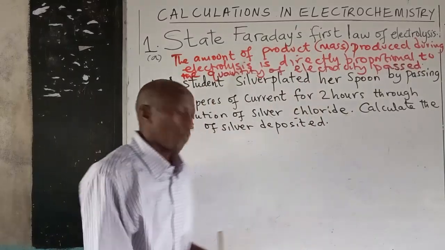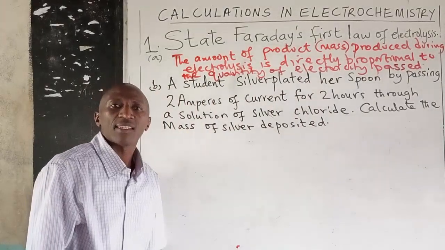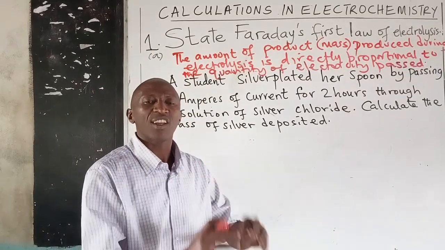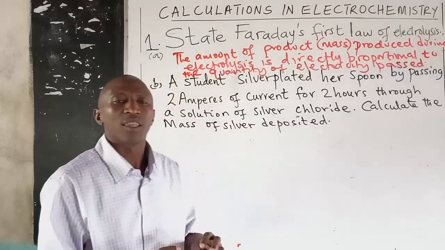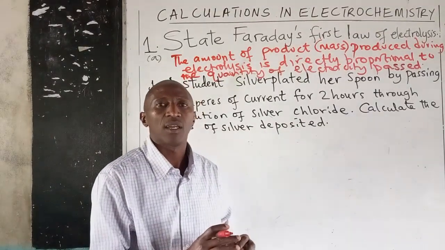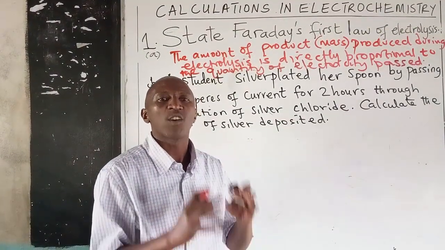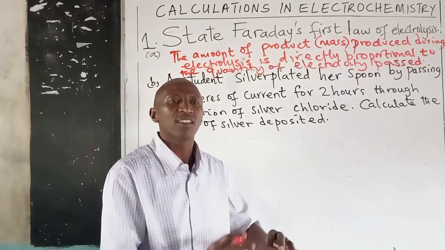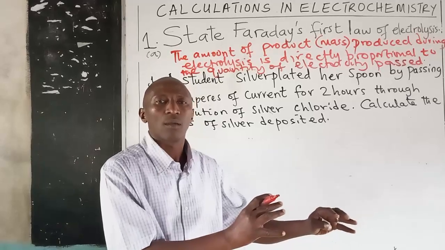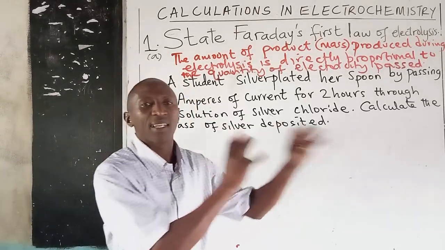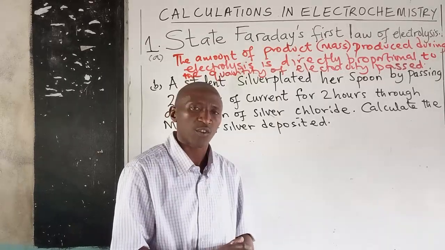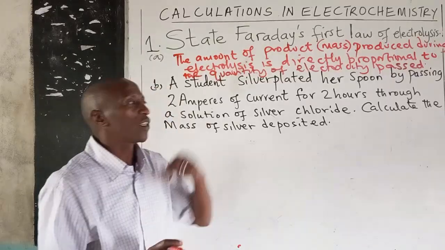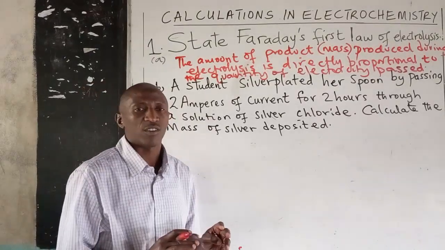So that is very, very important, that during electrolysis, the more current you pass, the more time you take, is actually a measure of the quantity of electricity that has been passed. And that means the more the electricity passed, the more the product at the end of the process of electrolysis. For us to understand that, we shall look at 4 main questions.